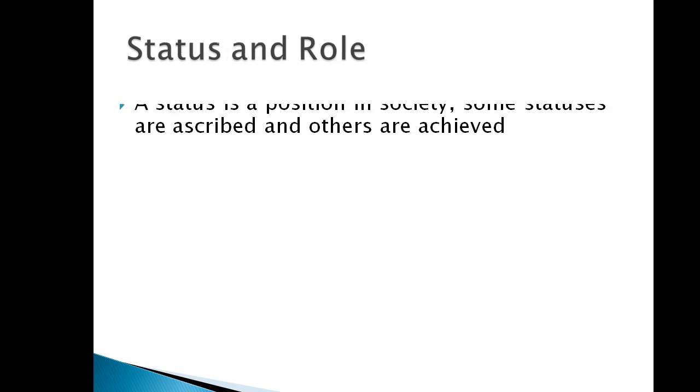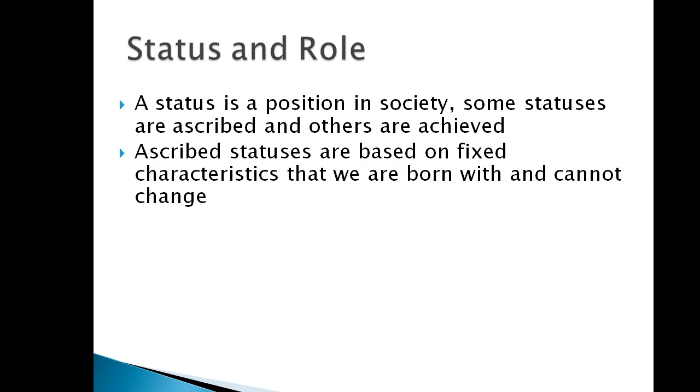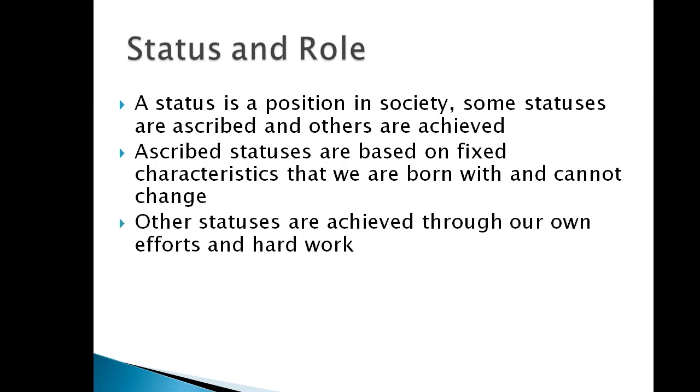Status and role. A status is a position in society. Some statuses are considered ascribed and others are considered achieved. Ascribed statuses are based on fixed characteristics that we are born with and cannot change. A good example of this is the Queen, who is born into the royal family and didn't have to work hard to become the monarch. Other statuses are achieved through our own efforts and hard work. An example of this is a footballer who had to work hard and train to become an athlete.